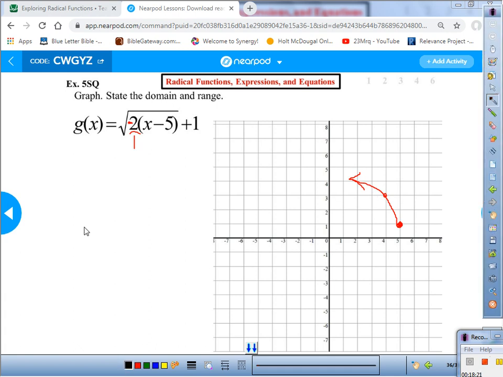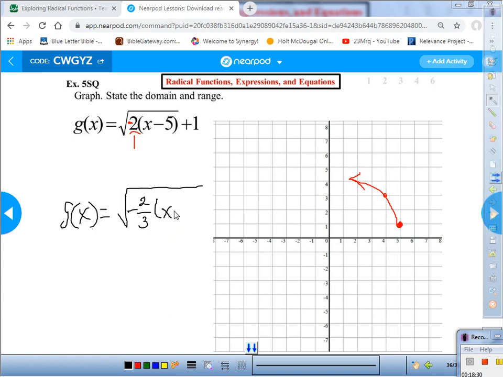Let's see. On your graph, I want you to graph this one. G of x equals square root of -2/3, parentheses x plus 3. And then let's do -4. Don't find the domain and range, just graph that. Graph it.